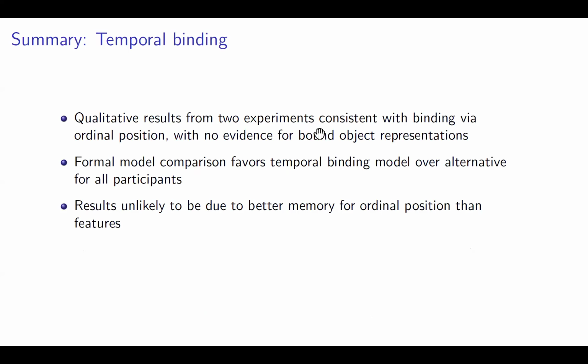So the qualitative results from these experiments are consistent with each other and with the binding via ordinal position, with no evidence for bound object presentations in the sense of object files. Formal model comparison confirms that. It actually favors the temporal binding model for all individual participants. And the results cannot be explained by just the fact that the memory for ordinal position is better than for the other features, because then you also see that, but that doesn't explain these particular kinds of congruent swap errors that we observe in certain conditions.